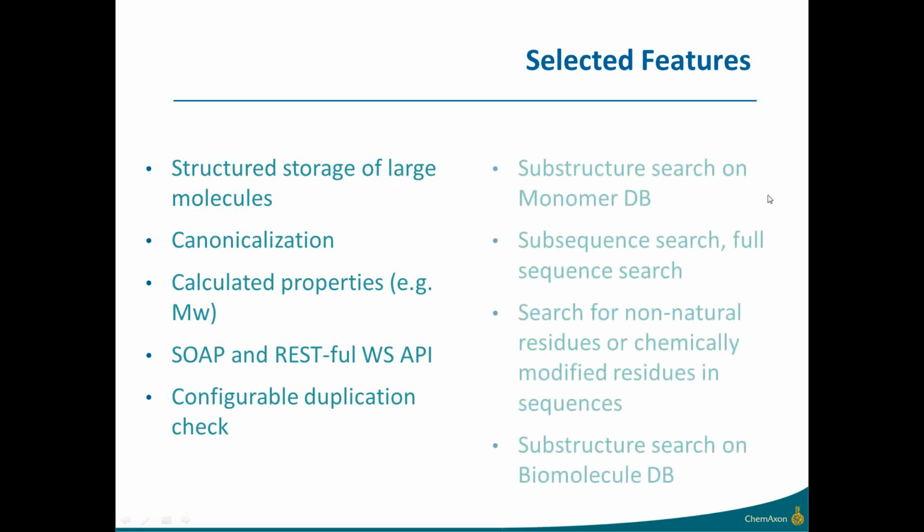We also added a search facility to this toolkit, which allows you to do a variety of different searches, like a substructure search based on the monomer DB, and a subsequence or full sequence search on the macromolecule. You can extend your searches for specific residues, natural or non-natural ones, or chemical modifications on your stored molecules. And you can also do a chemical substructure search on your registered large molecules.